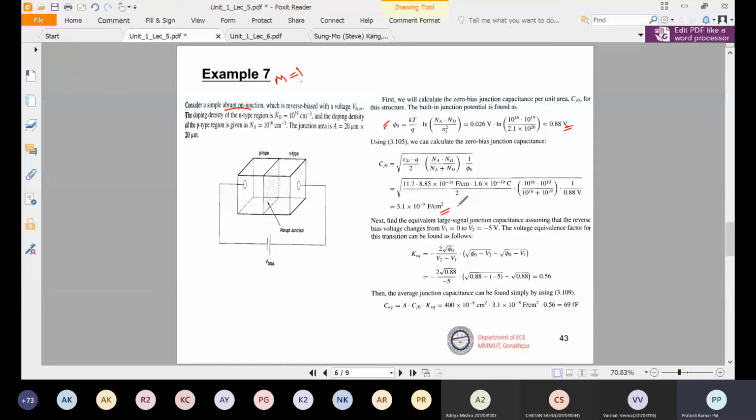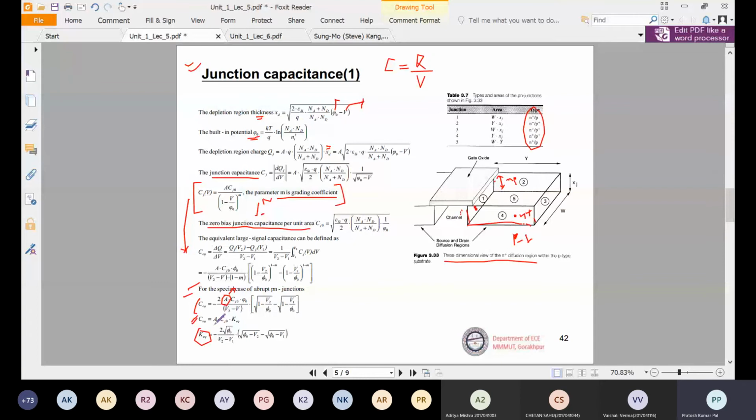From there we can find out the equivalent voltage that will be generated. To find the equivalent capacitance, we need the area and Cj0. Cj0 we have calculated, and the area is already given in the question. So we need to find K equivalent. The K equivalent formula will be this one, and we need to put the values in this formula.